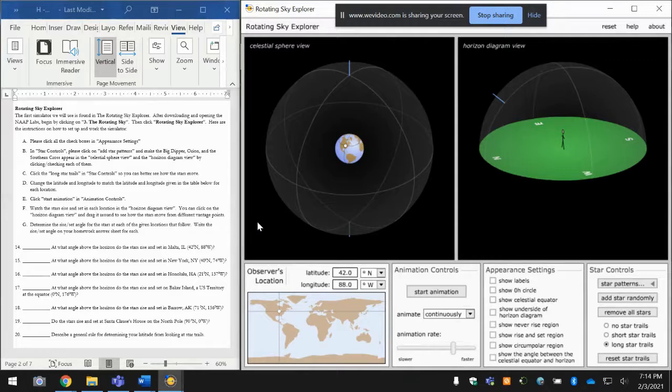The first one here is the rotating sky explorer. If you were not able to download that, I can go through and show you how this works. On the left I have my homework open. On the right is the rotating sky explorer.